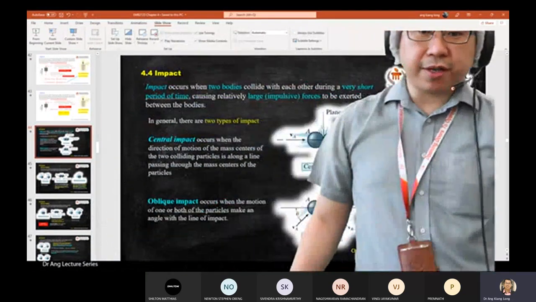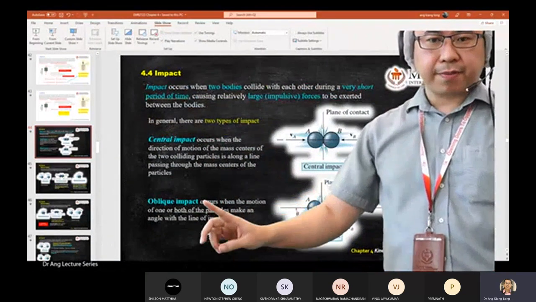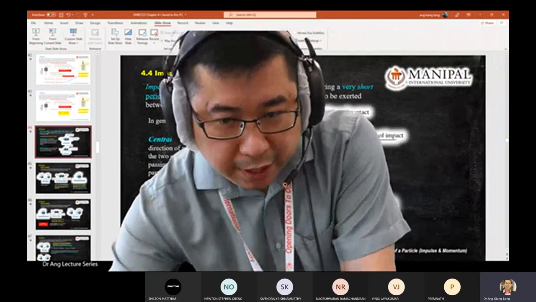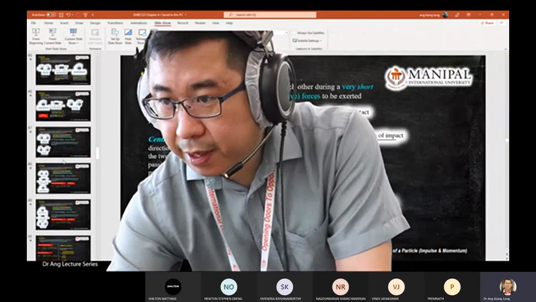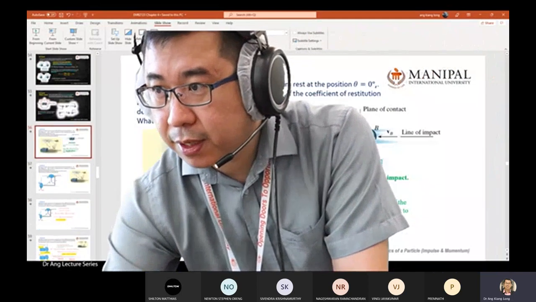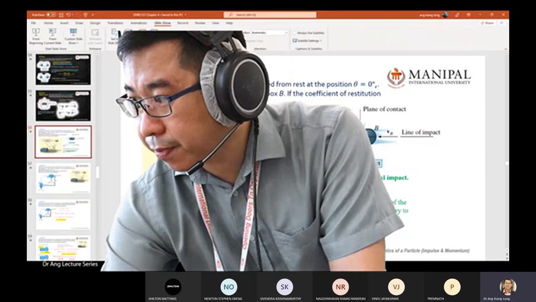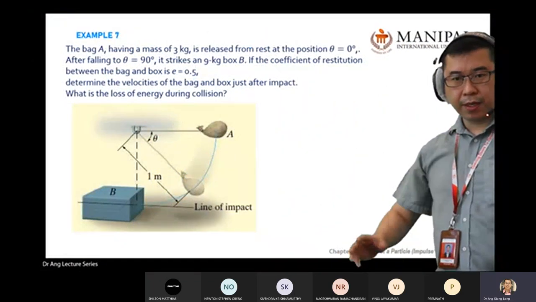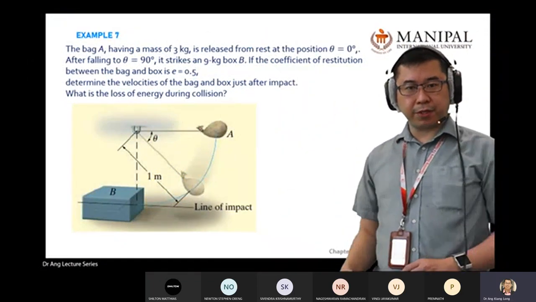Okay, we have central impact and oblique impact. Already explained what is central, what is oblique, and how we solve it. Now we look at example 7. In your tutorial, you have all the information.